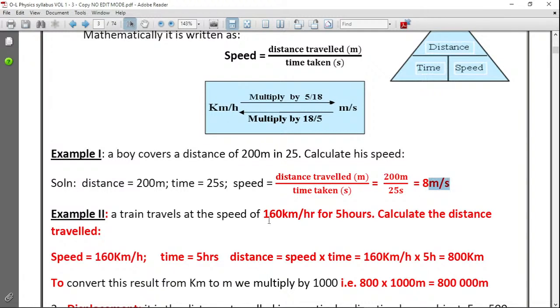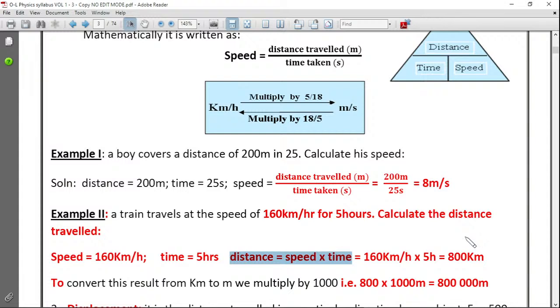A train travels at a speed of 160 kilometers per hour for 5 hours. Calculate the distance traveled. We don't need to change these kilometers per hour to meters per second because they just need the distance. So the distance traveled will be equal to speed times time. That gives us 160 kilometers per hour times 5 hours, which is 800 kilometers.